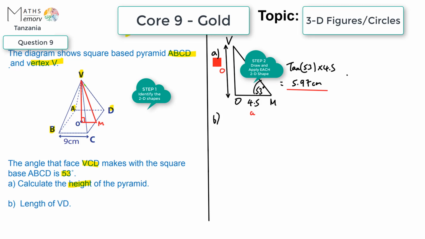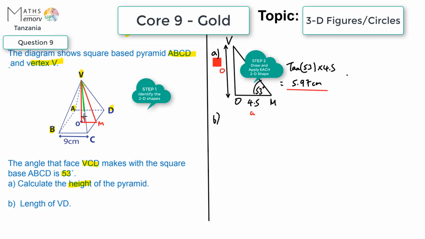So let's move to part B now. Part B involves finding the length of VD. VD is one of the 4 sloping edges. Now to find VD, first of all, let's visualize this. Remember, always visualize this in 3D. Once you can see it on your diagram, we simply plug it into a 2D version on paper.